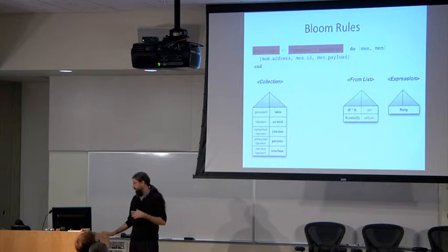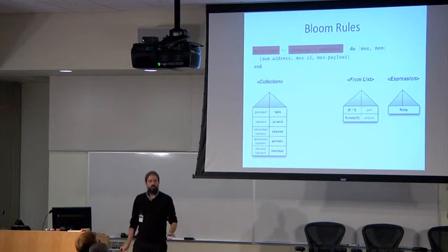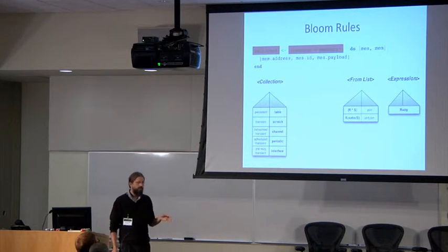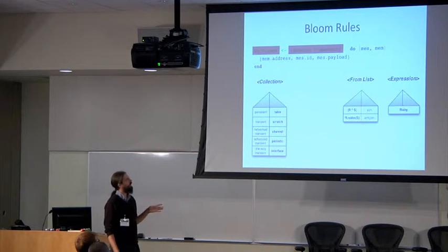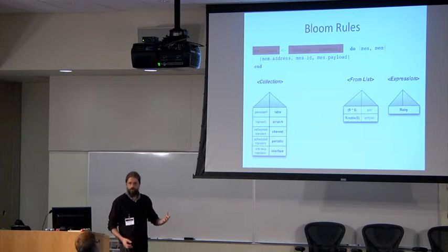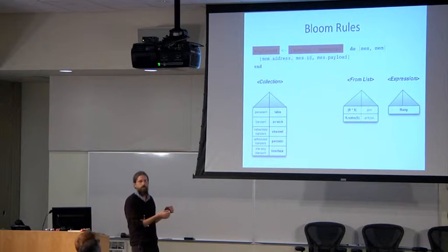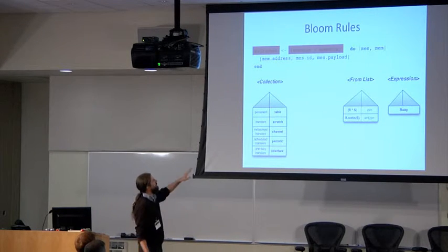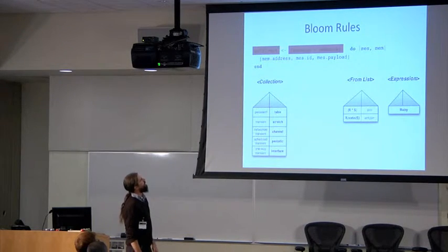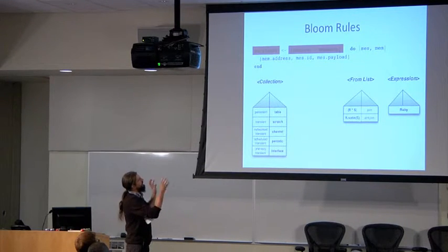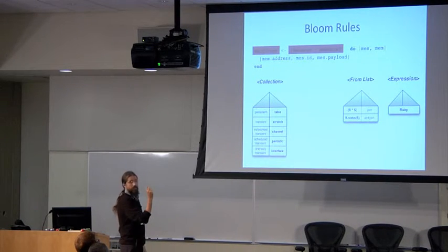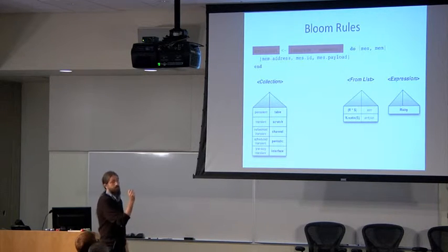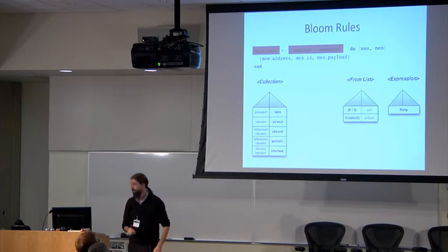And on the right-hand side, we have some arbitrary Ruby expression. So far, this looks a little bit like SQL, where the user-defined functions have been hoisted up into the query itself. So you just write arbitrary Ruby on the right-hand side. All we're doing here is really using a tuple constructor and saying this right-hand side returns tuples that take the address from the member table and the ID and payload from the message table, and those go into multicast.